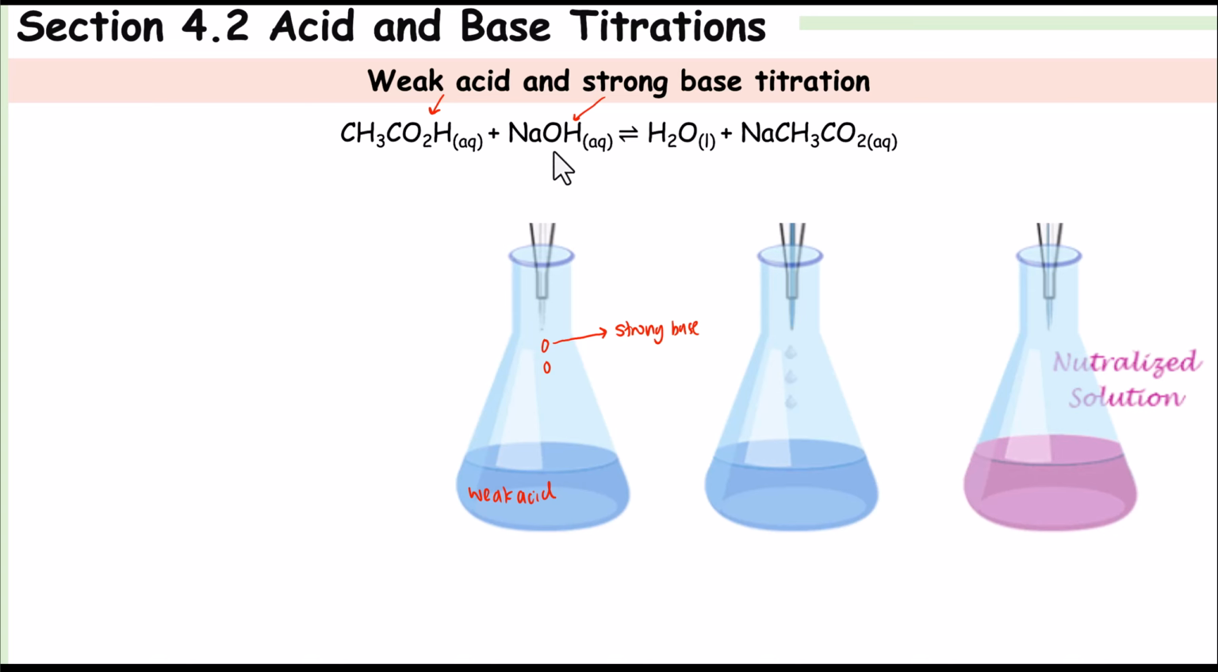Then we have water forming: this hydroxide reacted with H, and then you have the acetic acid forming into an acetate. So that's what's going on in here. You have NaOH coming straight into here, and then you have your acetic acid waiting to react with the strong base. So the strong base is NaOH. The weak acid is CH3CO2H.